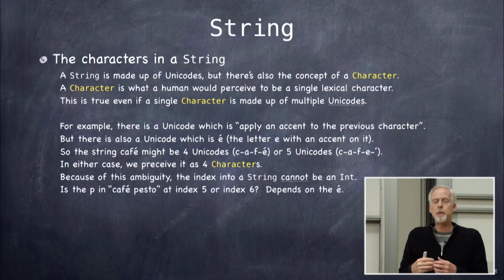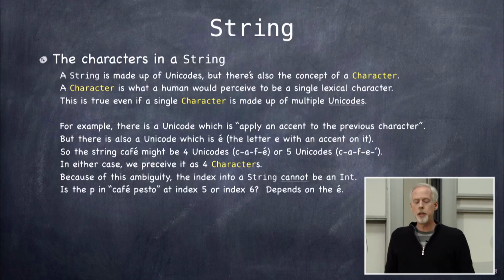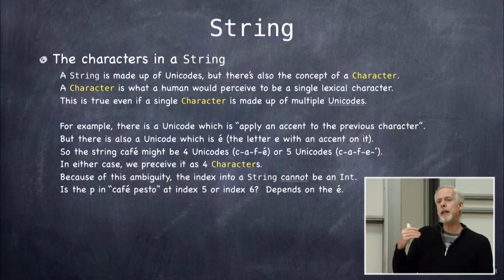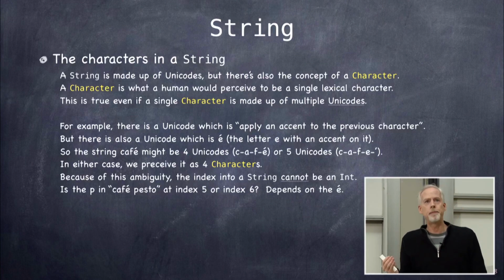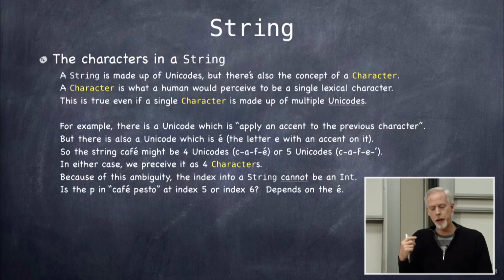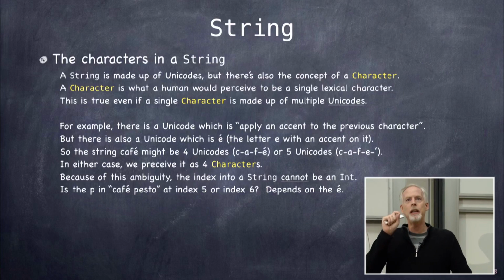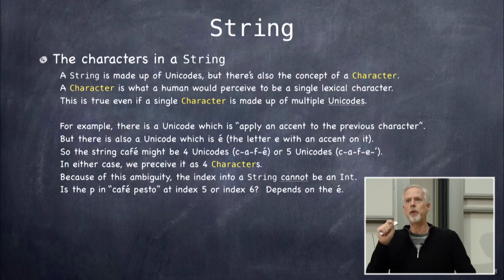The main ramification of this is that a string cannot be indexed by Int. Because if we had the phrase Café Pesto, one of my favorite pizza joints in Hawaii, is the P at index 5 or at index 6? It depends on whether that E is an E with an accent or 2 Unicode characters, the E and the accent. So what are we going to do here?